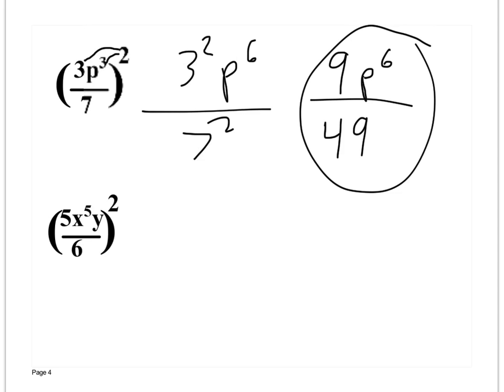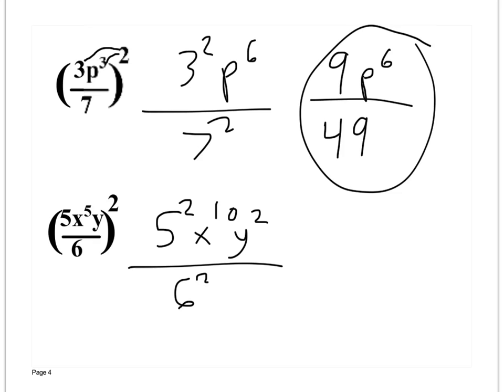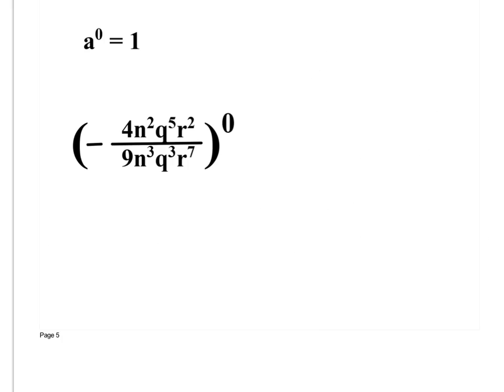The second one, you'd raise everything to the second power, so 5 squared, x to the 10th, y squared over 6 squared. 5 times 5 is 25. x to the 10th, y squared over 6 times 6 is 36. Do those reduce? I think so. So there's your answer.